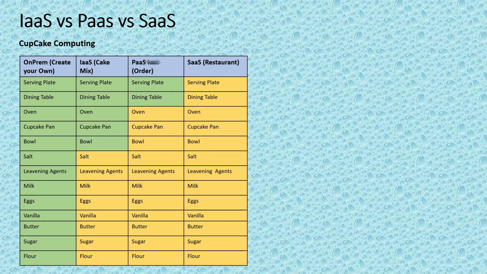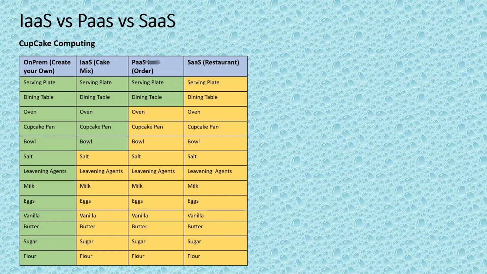PaaS is like you ordering cupcakes online. The restaurant is responsible for the whole cupcake and you are responsible for the serving. SaaS is like you going to a restaurant and having a cupcake there. The restaurant is fully responsible for your cupcake and the servings.